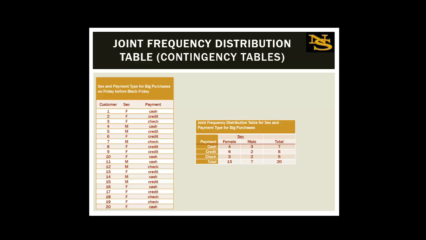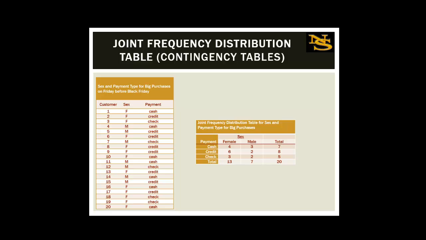So this first customer, in the top row, was a female and paid with cash. The second customer was a female and paid with credit, all the way down to that last person who was a female and paid with cash. Looking at the data in this form isn't very useful. It's hard to really detect the trends in the data.